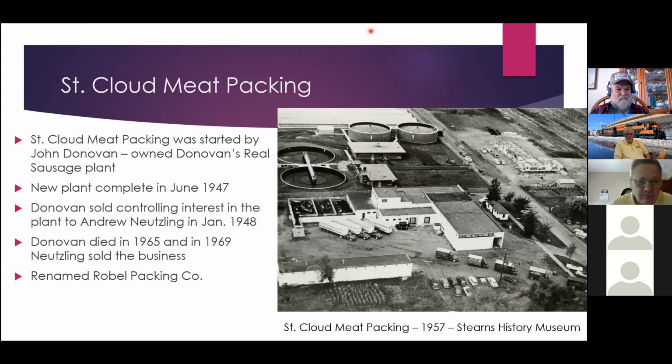So there's Donovan's Real Sausage Company, which was making sausage in St. Cloud, and the owner, John Donovan, decided to expand to the meatpacking business. So he started St. Cloud Meatpacking, and they built a new plant in 1947. He ended up selling the controlling interest to Andrew Nutzling in 48. Although he sold his controlling interest, Donovan was involved with it till his death in 65. After Donovan died, Nutzling sold the business and it became Robel Packing Plant.